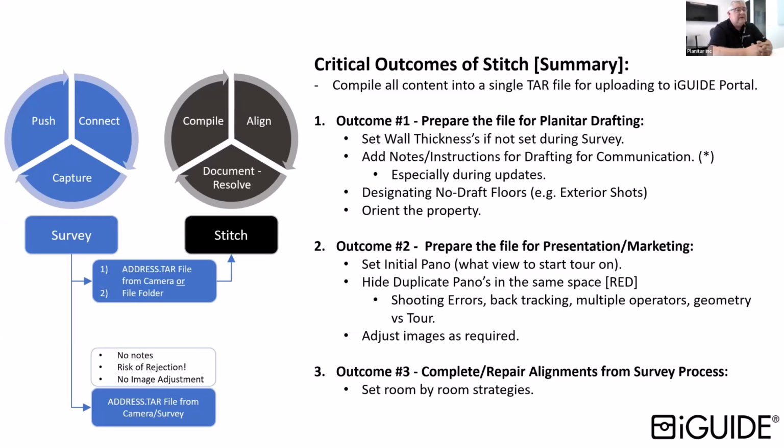Outcome number two is preparing the file for presentation and marketing. Now, this marketing word may be a little aligned to what you might think of as a real estate photographer preparing a tour, but it's more about the presentation of how you're presenting your iGUIDE. One of the things we will have to do in Stitch is set the initial panel, which is just a fancy way of saying: when I start my iGUIDE, what view do I want it starting at? Where do I want the person to look when they open it up the first time?